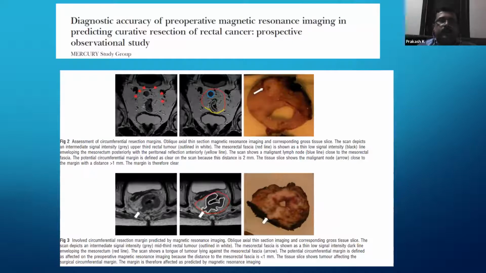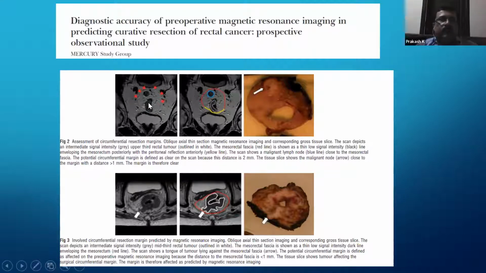And this paper you all must be aware of, and I think most of you have seen the paper. This is the MRI trial paper, the MERCURY trial, which has established the role of preoperative understanding of the disease, the role of preoperative imaging, particularly MRI, and then the decision upon how to deal with these patients with preoperative chemotherapy and chemoradiation.